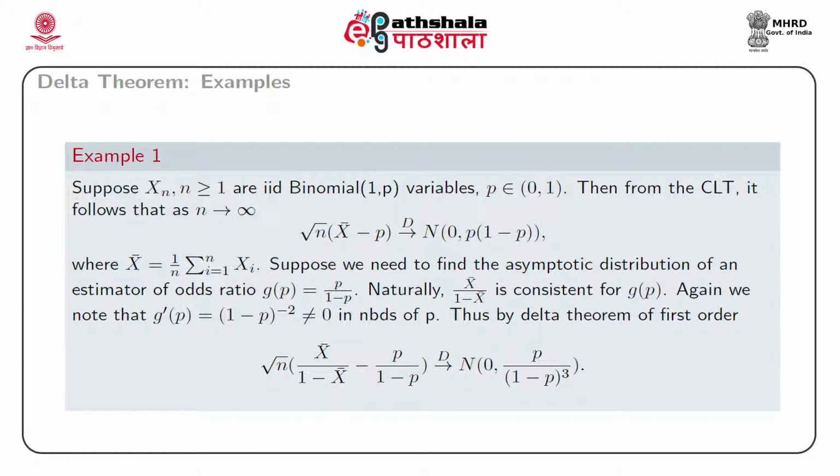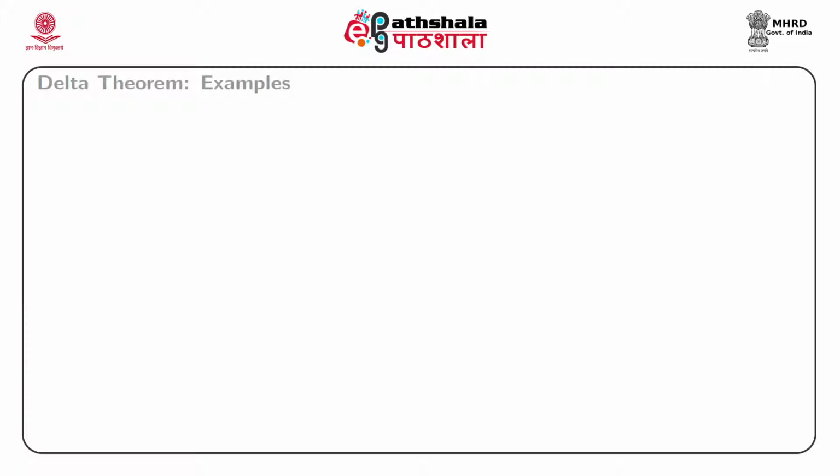Again, we note that the first derivative of g, which is (1 minus p) to the power minus 2, is non-zero in neighborhoods of p. Therefore, we can apply the delta theorem of first order, and this theorem gives that square root of n times (X bar divided by 1 minus X bar, minus p divided by 1 minus p) converges in distribution to a normal variable with mean 0 and variance p divided by (1 minus p) whole cube. Let us consider our next example.